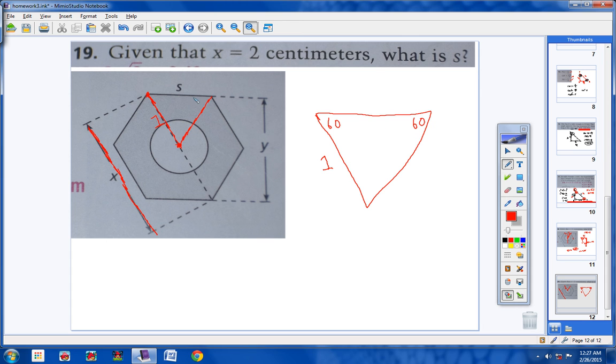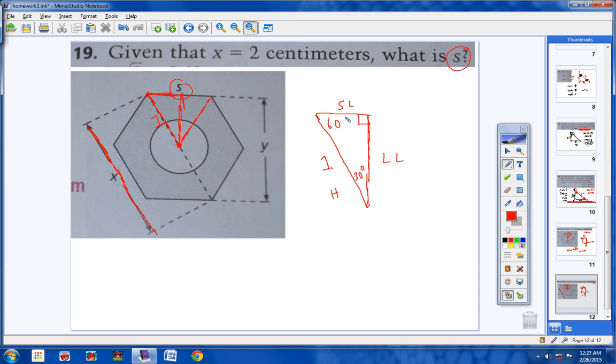Now I'm trying to find the length of s. Okay, so here's what I'm going to do. I'm going to draw an altitude and call this 30 degrees. Here's 60. This is my longer leg. Here's 30. This is my shorter leg. This is my hypotenuse. Now we're trying to find the length of s. S is right here. So I've drawn my triangle like this.